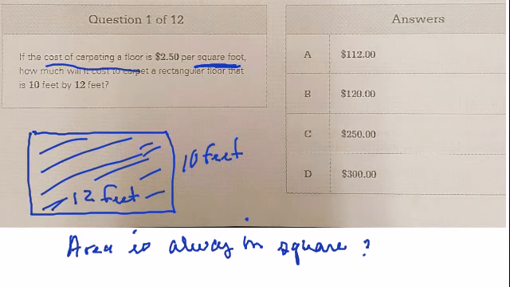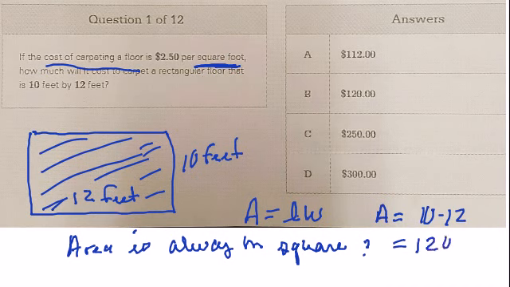All right, so we need to know how to find the area of a rectangle, and that is area equals length times width. And we know our length and width. So I'm going to just plug in what we're given. Area equals 10 times 12. So we're looking at 120 square feet. That's what we're going to have to cover.